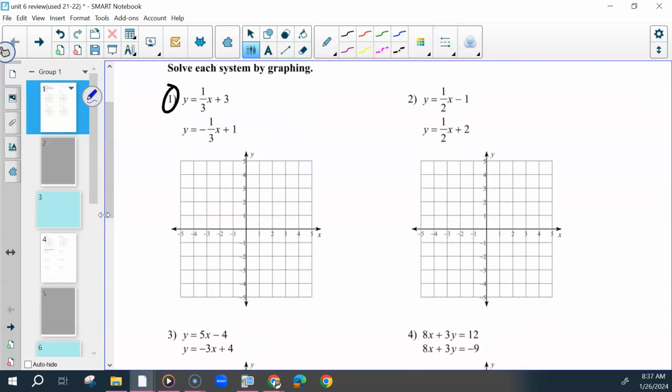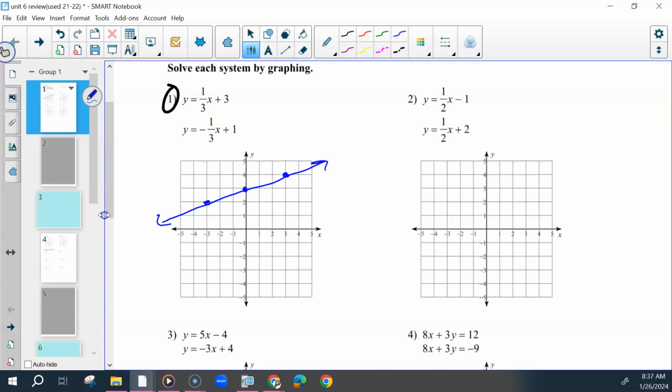So you need to graph both of these. For the first one, start at your y-intercept of 3. Your slope is 1/3, so up 1 to the right 3, down 1 to the left 3. Connect all of your points and draw arrows at the ends.